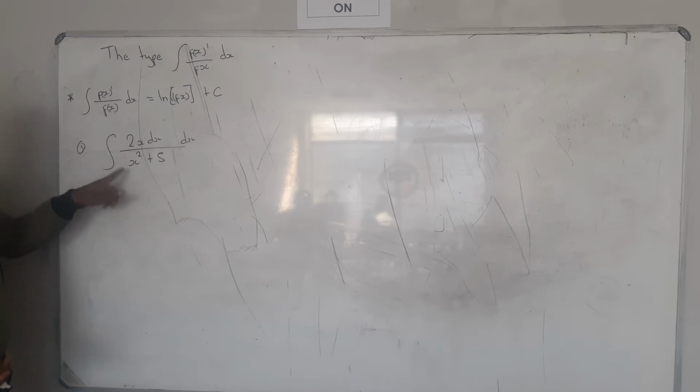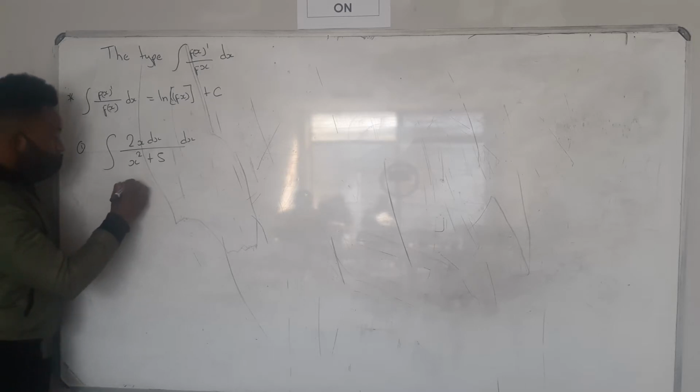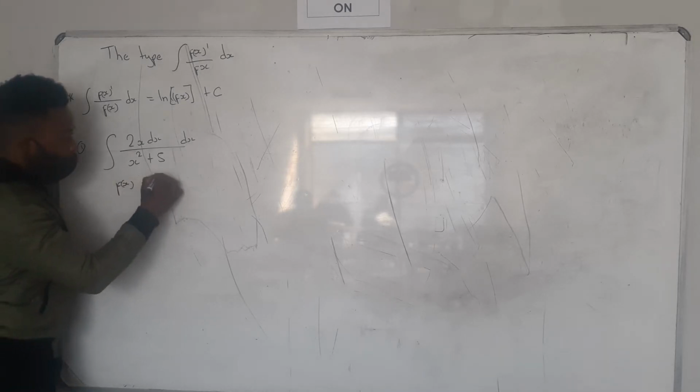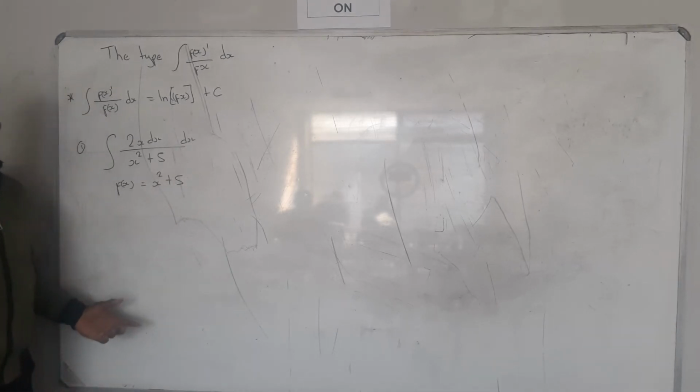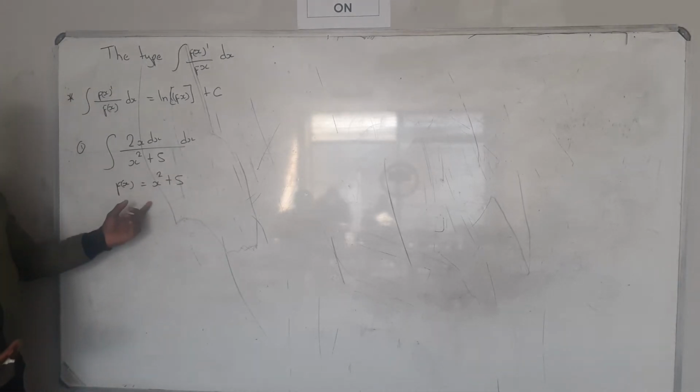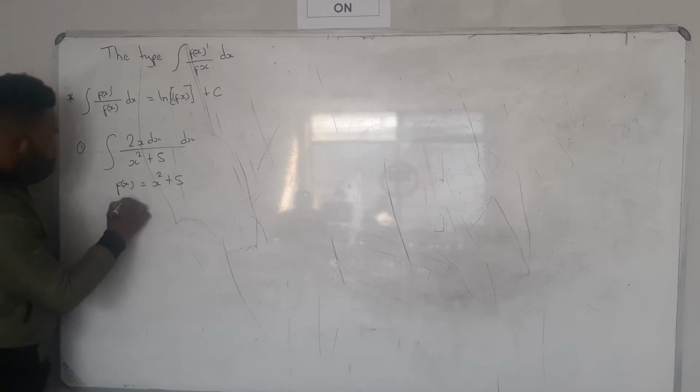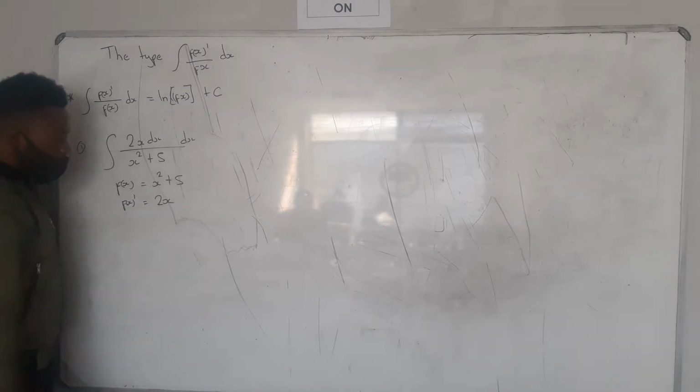Né? So you're going to derive your f(x). So this is my f(x), which is x squared plus 5. Né? The same thing that we were doing that day, and then we have to derive this. What is the derivative of this? 2x. It will be 2x.